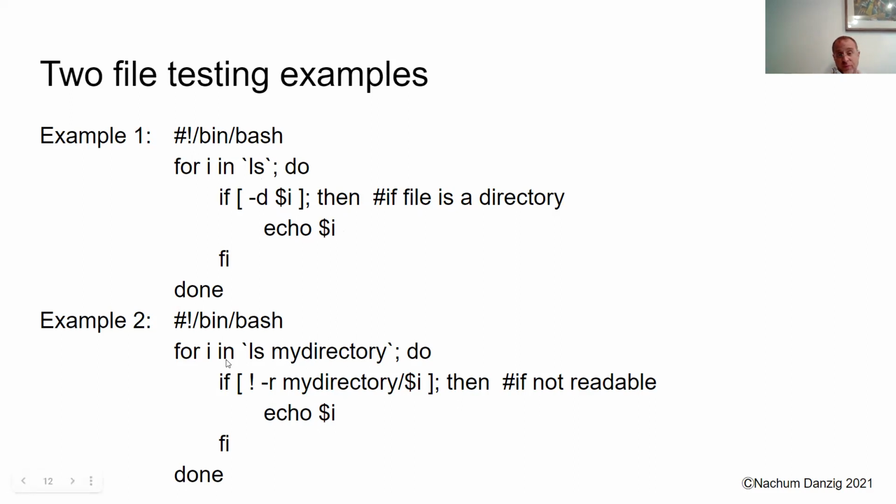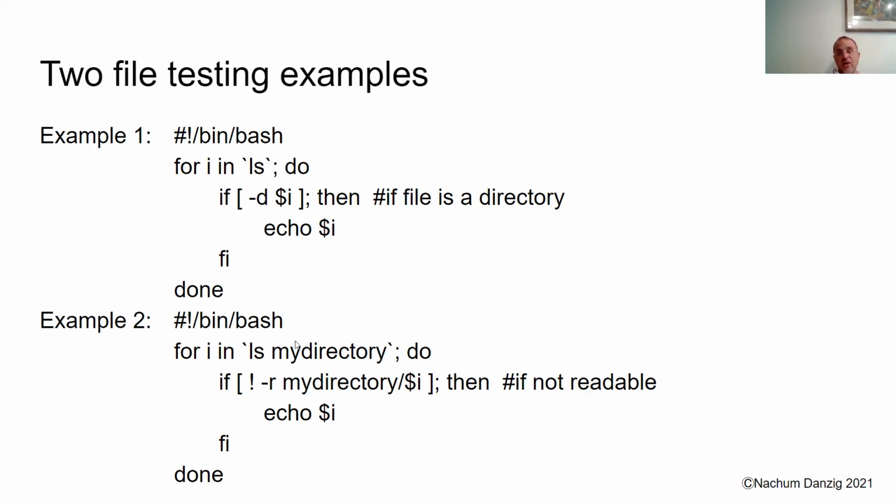If I do this example, minus R, notice I wrote the not here in front, if not readable, if the directory, notice what I did here. I wrote directory $I. Why did I do that? Because when I did ls my directory, I got the things that are not in my local, not like this ls where I got the things in the current directory.